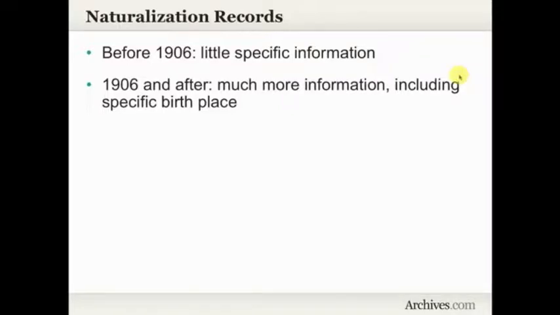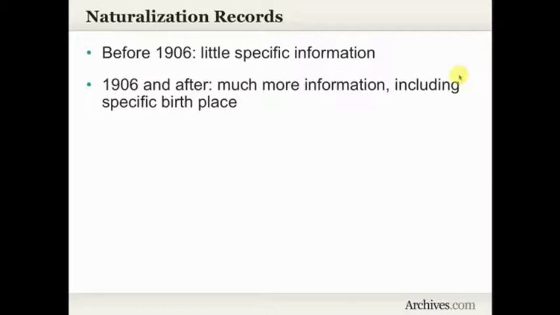So if you're like me and all of your ancestors came to the United States fairly early and they're all naturalized long before 1900, naturalization records probably aren't going to give you the information that you're hoping for, if you're hoping to find specific birthplaces, or at least specific towns where they came from. However, if you have ancestors who are more recent immigrants to the United States, and they would have been naturalized in 1906 or later, definitely look for those naturalization records because they can be very detailed and give some very specific information.